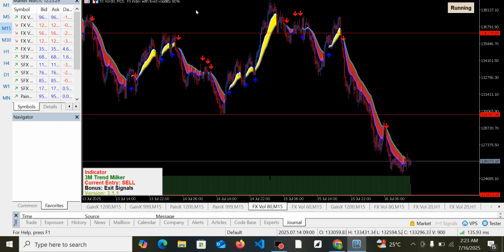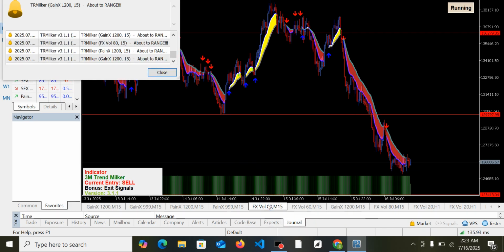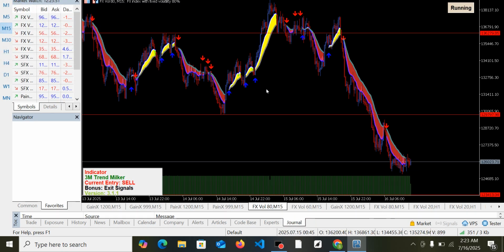Okay, guys, we will be checking out these two strategies on these two assets together and see how to go about it and make reasonable profitable trades from there. We'll be checking out FX Volume 80 and of course FX Volume 60.